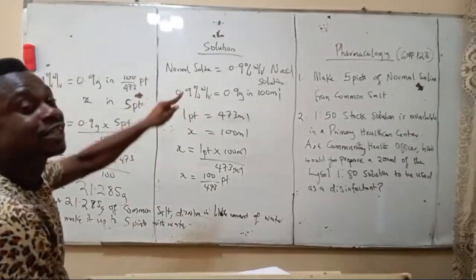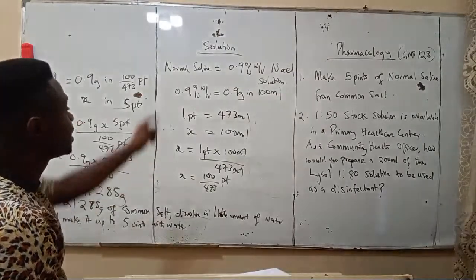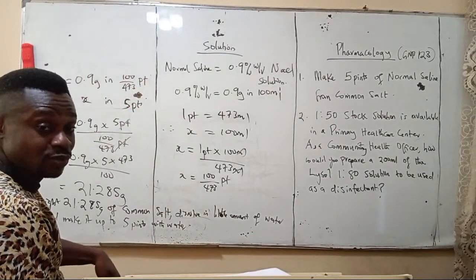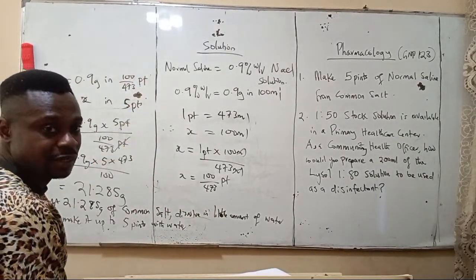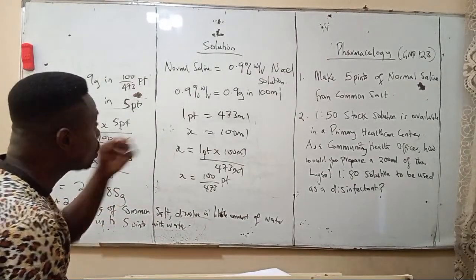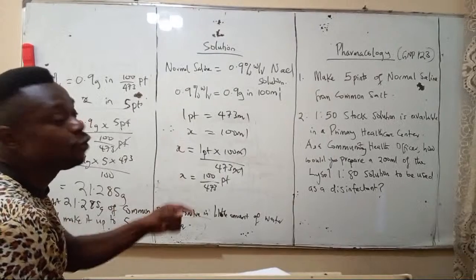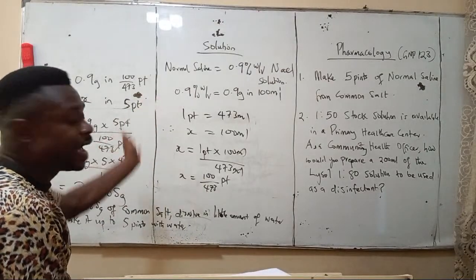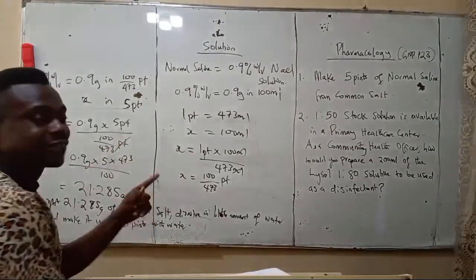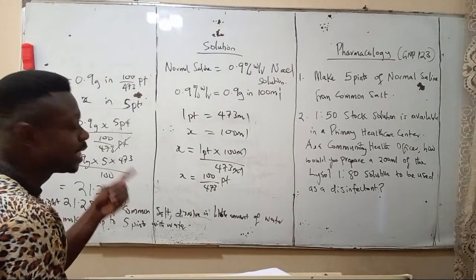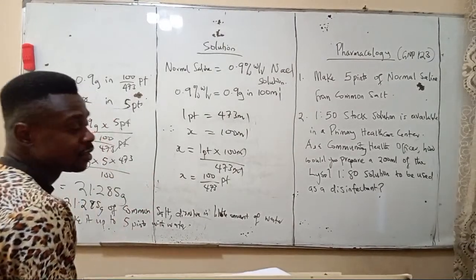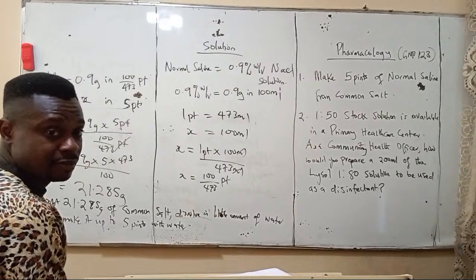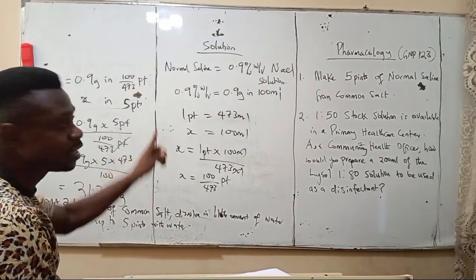And what is the meaning of that 0.9% weight in volume? 0.9% weight in volume means 0.9 gram of sodium chloride or common salt in 100 ml. But we are told to describe how we can prepare 5 pints. And I came to the relationship between pint and ml. I said that 1 pint is 473 ml. I wanted to use 500, but at that point I stopped and said, no, let me use 473 ml. Some textbooks will say 500, but I prefer my students using 473 ml.